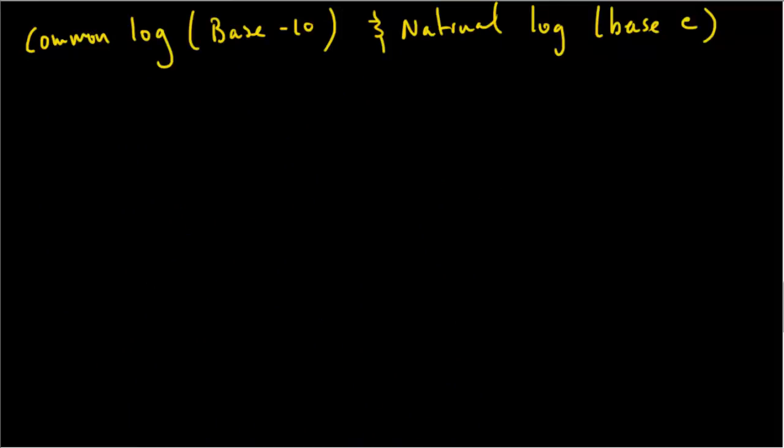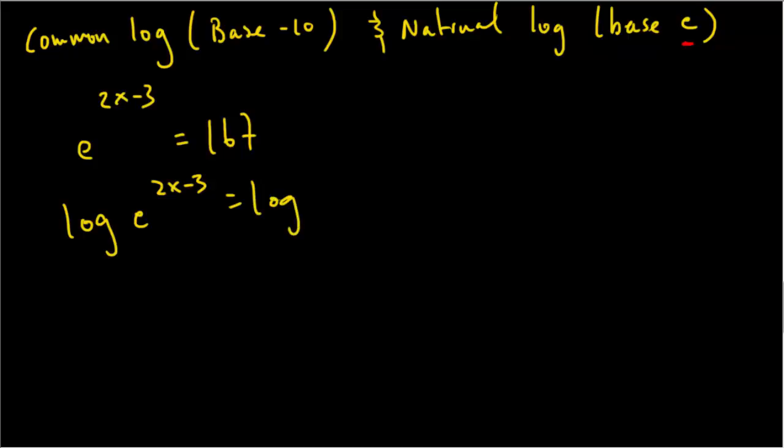Common logs are used when you're trying to solve for anything that is not to the base e. Okay, so for example, if I have e to the 2x minus 3 equals 167, in this case you wouldn't use log, because you have a base e here. Whenever you have a base e, you need to use what is called the natural log, which is ln. So instead of writing log, you write ln on your calculator.